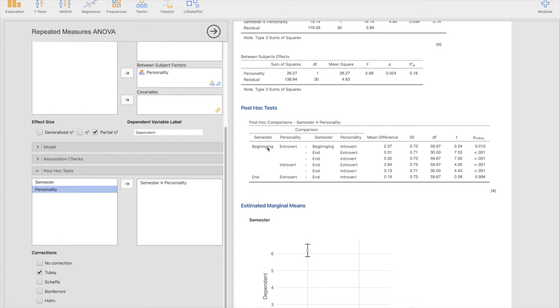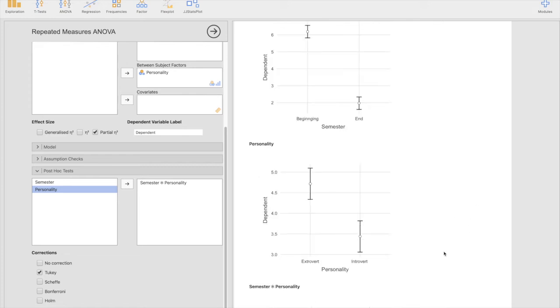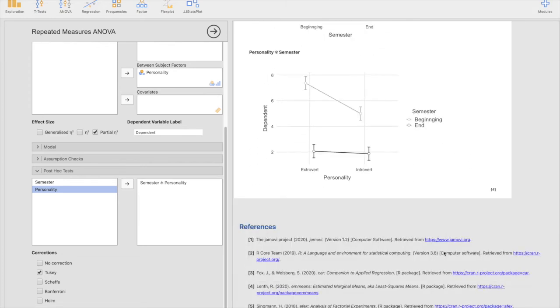So extroverts at the beginning of the semester compared to introverts at the beginning of the semester. It's the first line here. I'm predicting a significant difference, and it was significantly different. The other comparison I wanted to make was extroverts at the end and introverts also at the end. That's this line right here, non-significant. So essentially, those are the only two post-hocs that I would report in my data. Those are the only two post-hocs that I'm actually interested in.